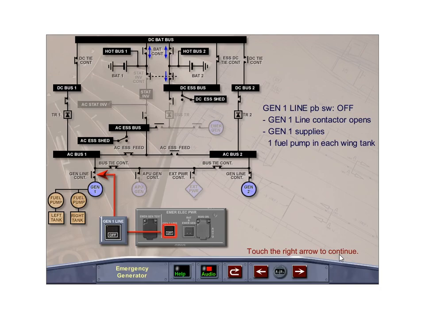Once the emergency generator is available, the APU generator and Generator 2 are selected off, which sheds about 75% of all electrical equipment, in an attempt to isolate the smoke source.